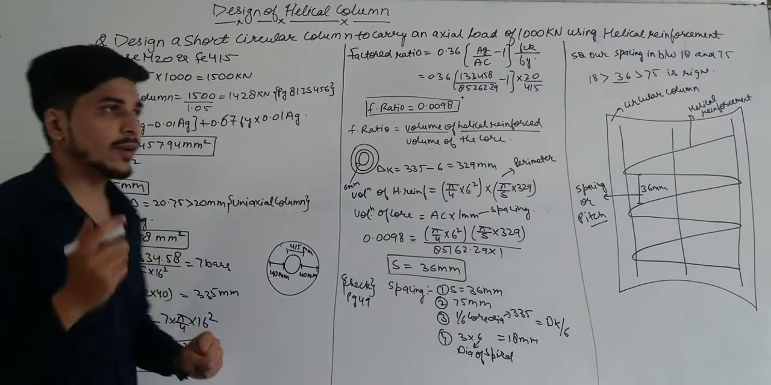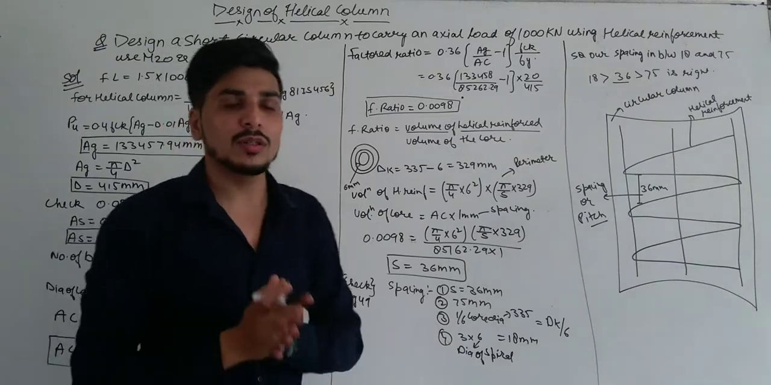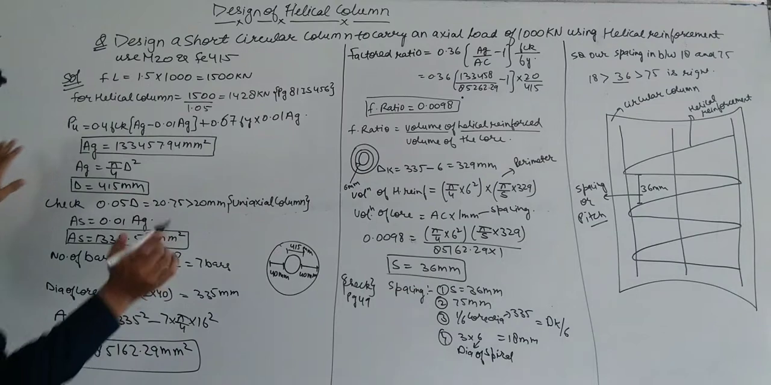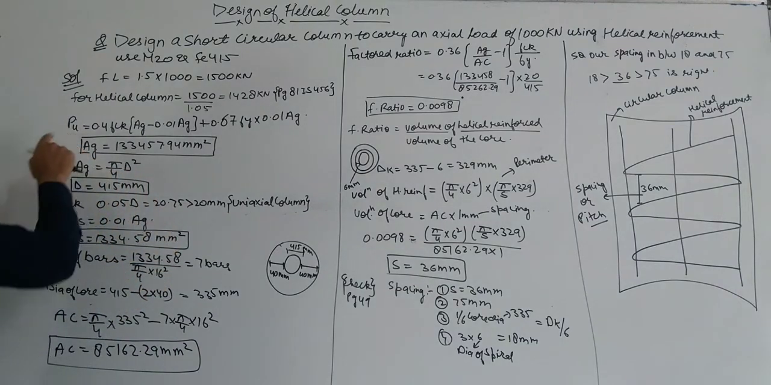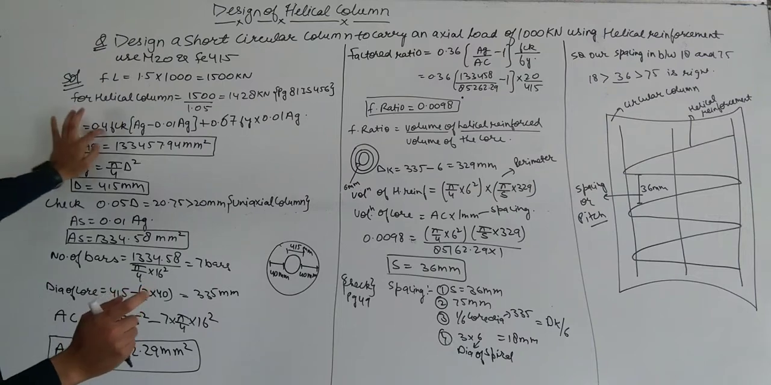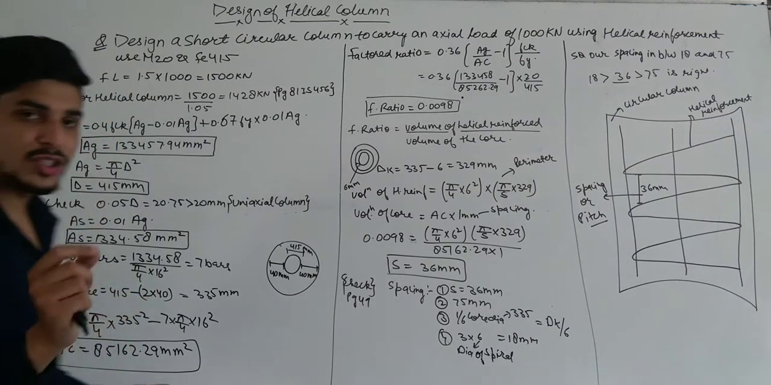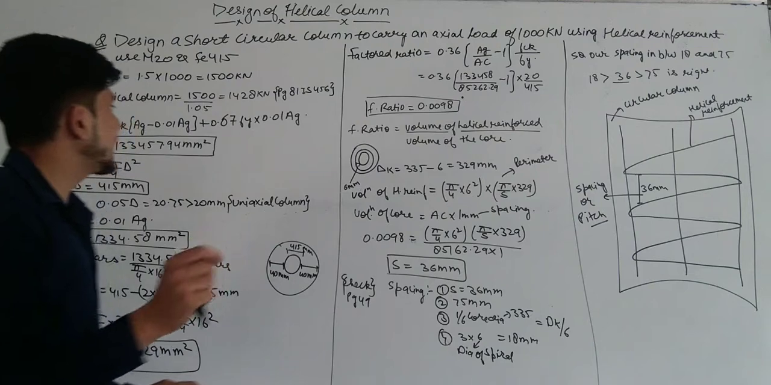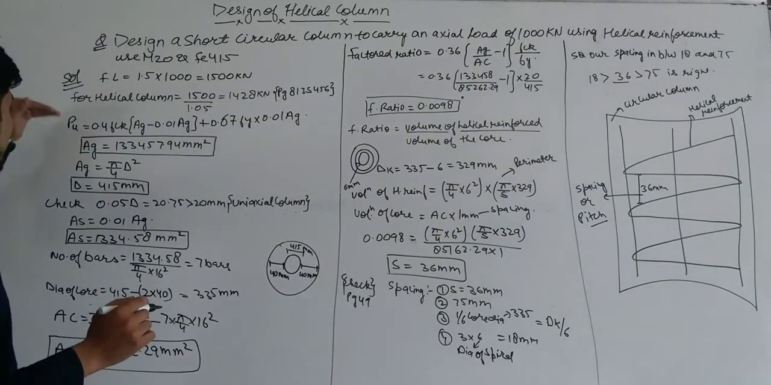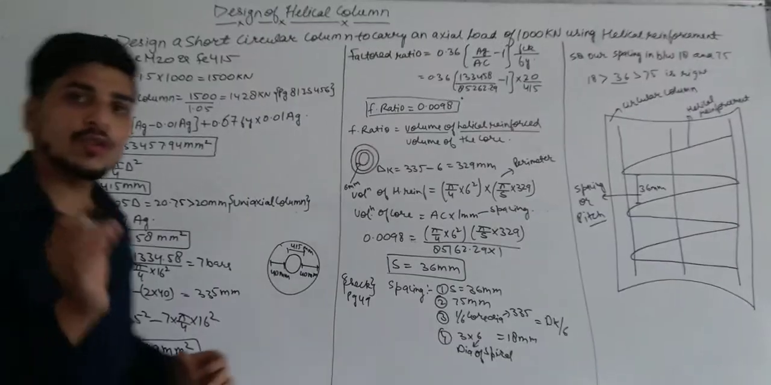Now we don't know whether the column is axially loaded, uniaxially loaded or biaxially loaded, so we assume uniaxial loading for the moment. The formula for this is Pu equals 0.4 fck (Ag minus 0.01 Ag) plus 0.67 fy into 0.01 Ag. Now put all these values in this formula and calculate the value of Ag.